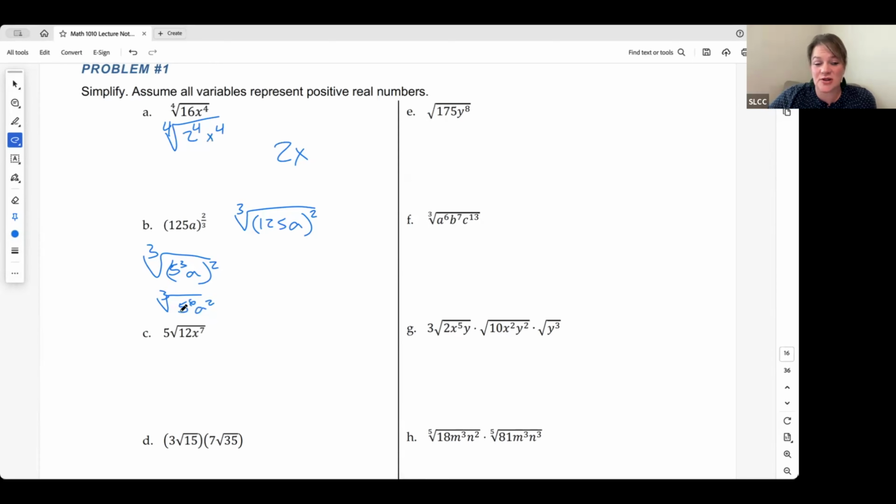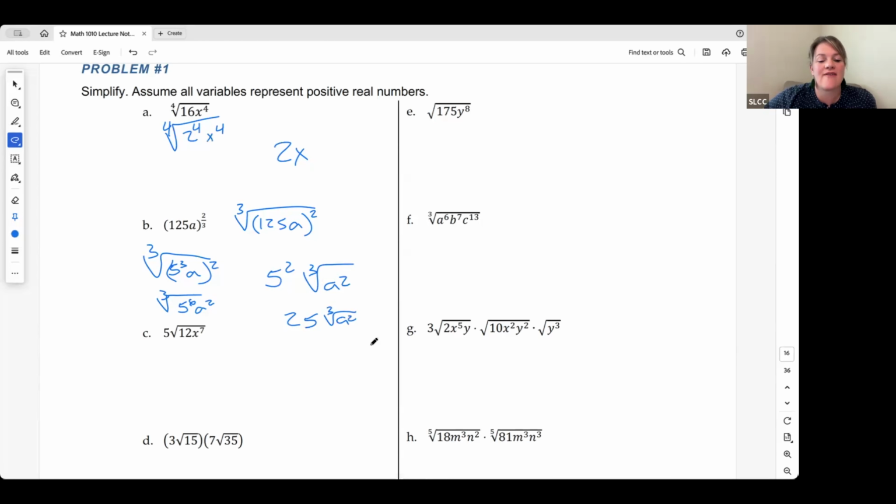Remember, you're looking for exponents divisible by the index. So 6 divided by 3, oh yeah, I can take all of that out. 6 divided by 3 is 2, so I'm left with 5 squared. And then underneath the cube root, I still have a squared because there's not enough a's to take any out. Then I simplify 5 times 5, which is 25, and I get 25 times the cube root of a squared.